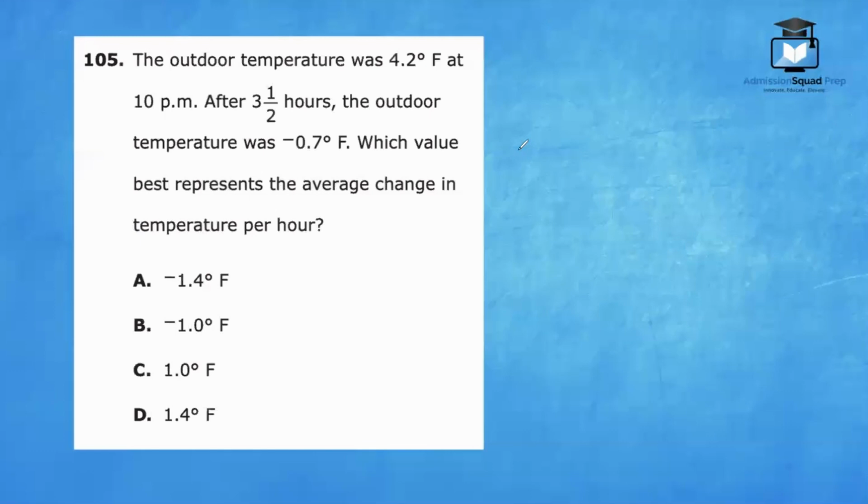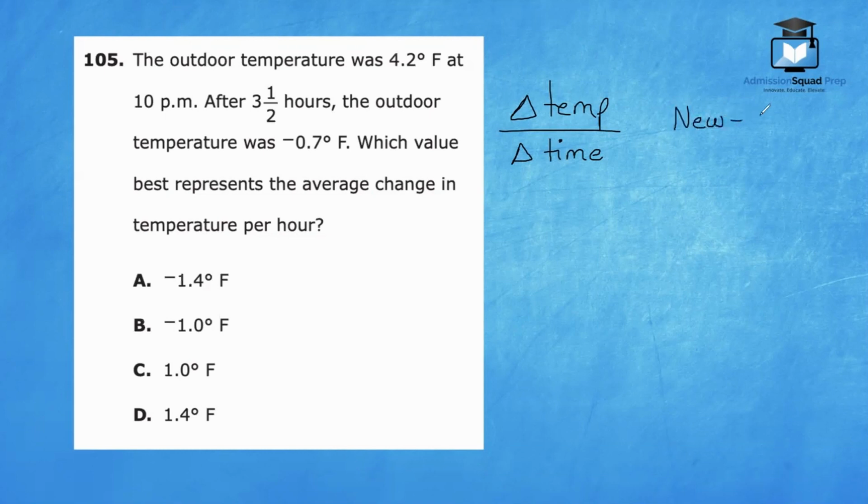Number 105. The outdoor temperature was 4.2 degrees Fahrenheit at 10 p.m. After 3.5 hours, the outdoor temperature was negative 0.7 degrees Fahrenheit. Which value best represents the average change in temperature per hour? So let's go ahead and calculate the change in temperature divided by the change in time. Anytime we are calculating the change in values, we typically want to look at the new value minus the original value. And in this case, the new temperature is negative 0.7. Then we will subtract the original temperature, which was 4.2.